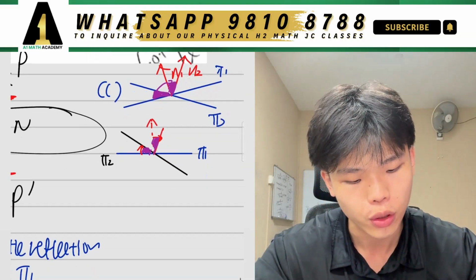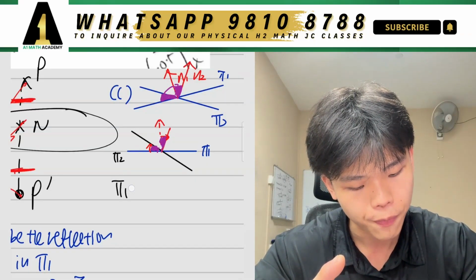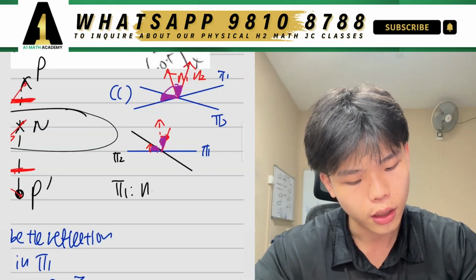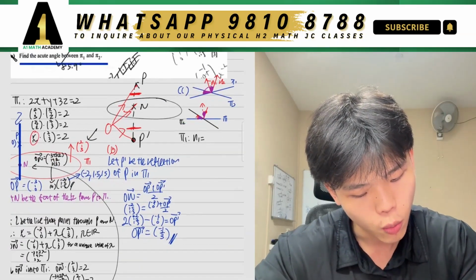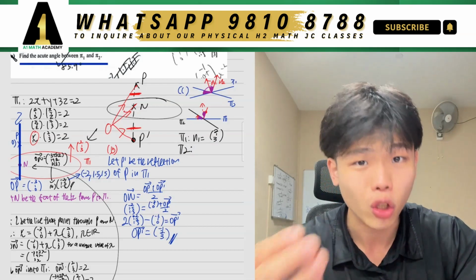So to find the angle between the 2 normals, we need to first figure out what's the 2 normals, right? We know that for plane 1, the normal of plane 1 is essentially what we found earlier, which is (2, 1, 3). Now for plane 2, what is the normal of plane 2?